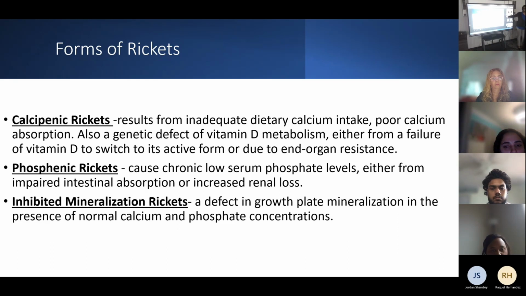With hypophosphatemic rickets, which is the one we're talking about, there are chronic low serum phosphate levels, either from impaired intestinal absorption or increased renal loss, which is what we're going to really be focusing on: the increased renal loss. And the last one is inhibited mineralization rickets, which is a defect in the growth plate in the presence of normal serum phosphate and calcium levels.